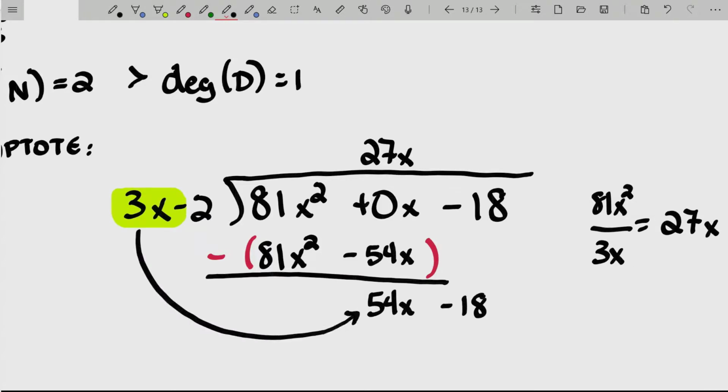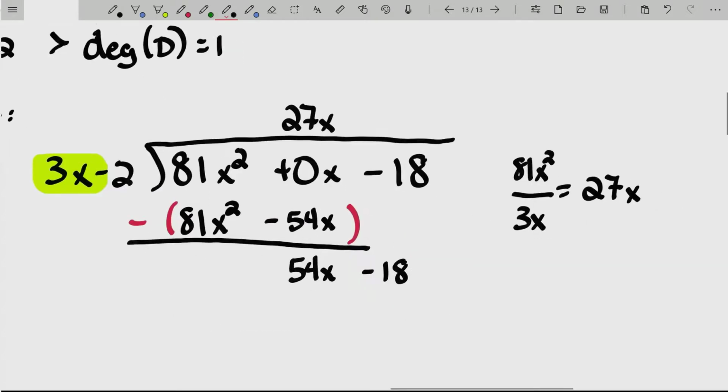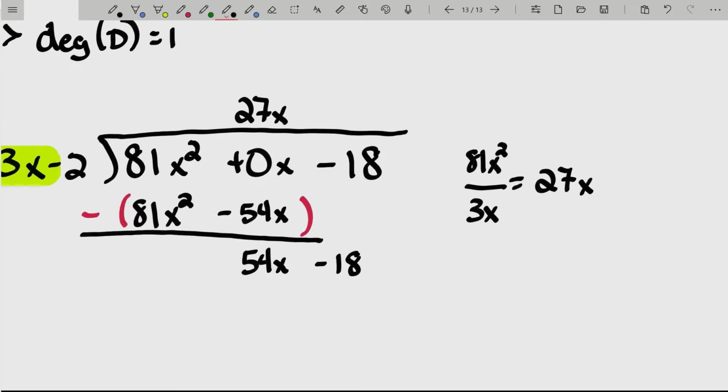And then you ask, how many times does 3x go into 54x? And that would be 18 times. So I'm going to write, in fact, I should probably write it over here. I'm asking how many times does that 3x go into 54x?